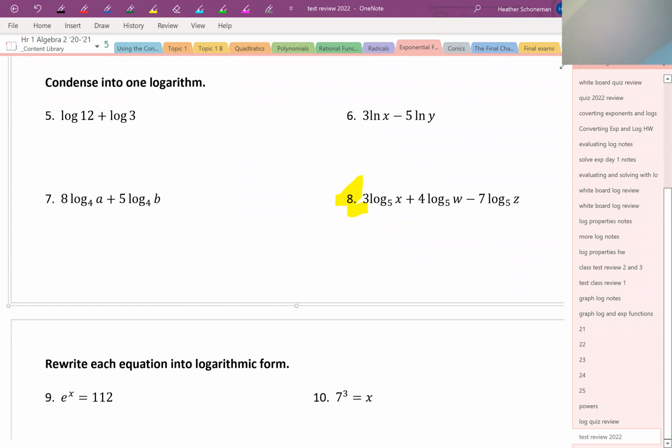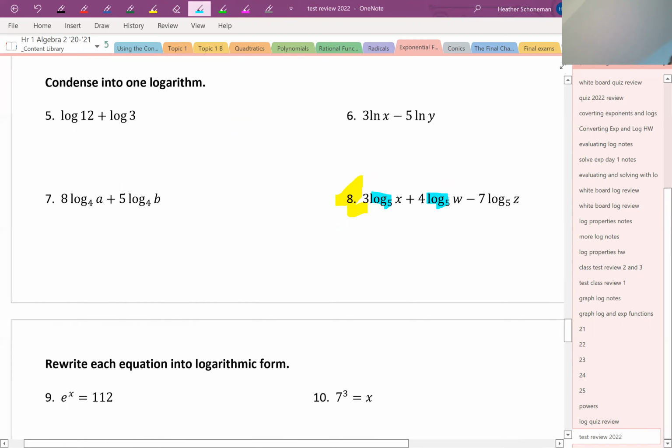Condense into one logarithm. Okay, since we're going backwards and condensing, the first thing we've got to do is move the exponents. And this log base 5, you don't do anything with that 5. That just stays frozen. You're just working with the other numbers and variables. So let's rewrite it then. We're going to have log base 5 of x to the 3rd plus log base 5 of w to the 4th minus log base 5 of z to the 7th. Notice that I didn't do anything with the log base 5. That just stays the same.